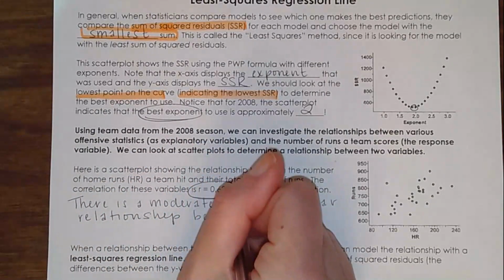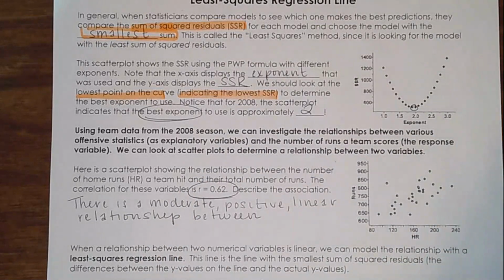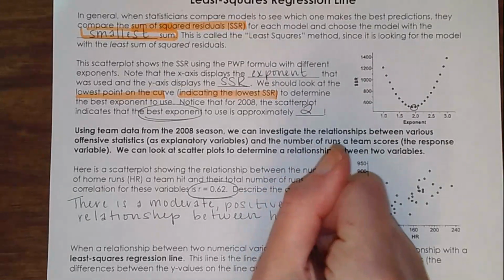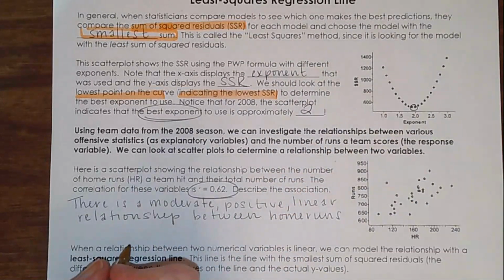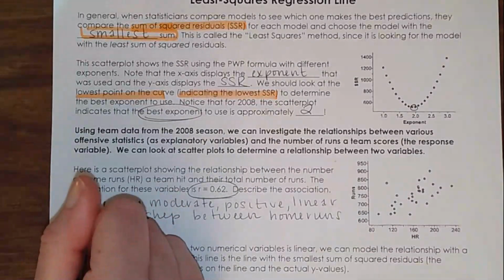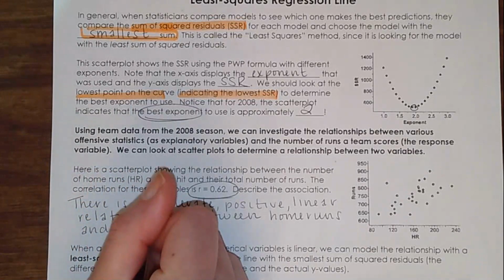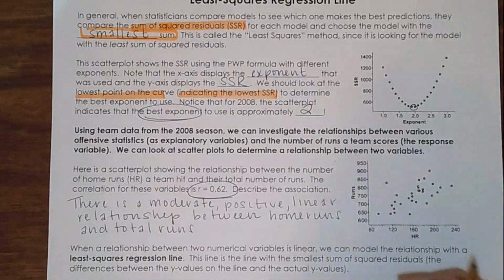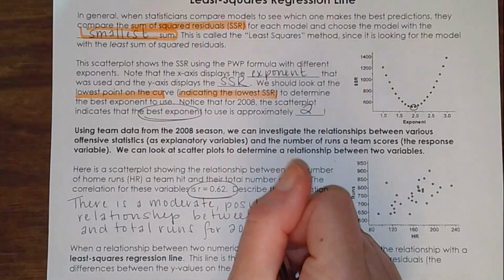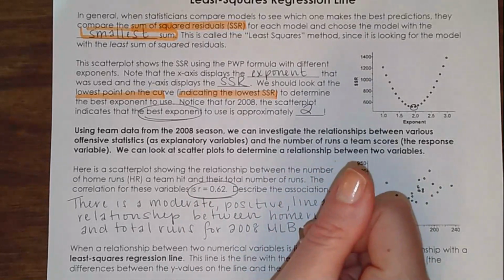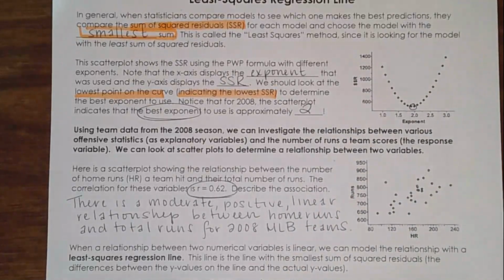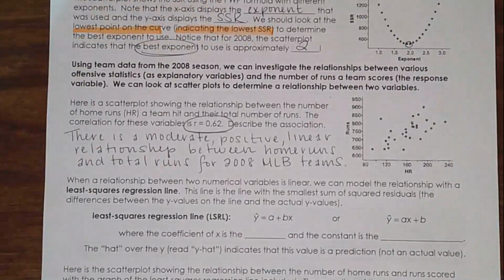Between home runs and runs scored for 2008 Major League Baseball teams. Or you could write home runs and total runs, whichever. But this information is specifically for 2008 Major League Baseball teams. So that's just a little recap there from chapter 10.